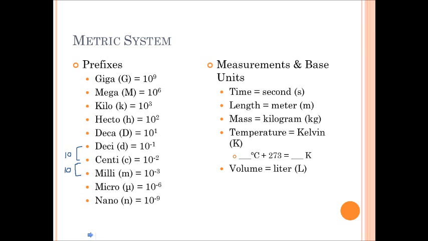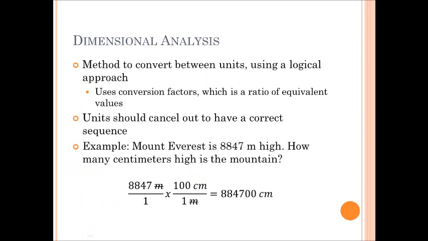So in this case, you need to make sure you know your prefixes. Now, the way to convert logically is called dimensional analysis. And the way we do this is we use things known as conversion factors. These are equivalent ratios that allow us to convert units. And the trick to this is to line up our conversion factors in a way that our units cancel out.